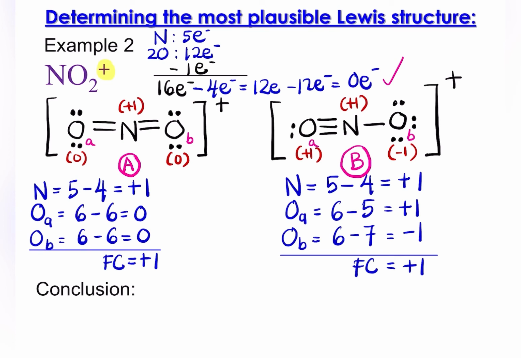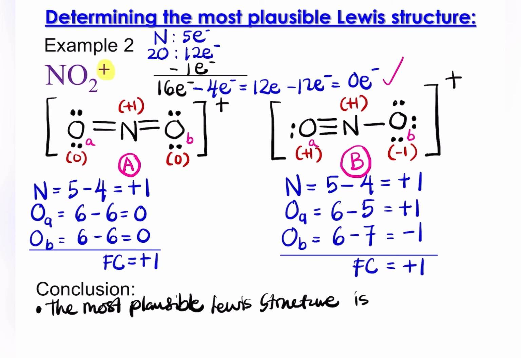So how to do the conclusion? As usual, write your answer. The most plausible Lewis structure is A. Seperti mana yang awak label, itulah pilihan awak.